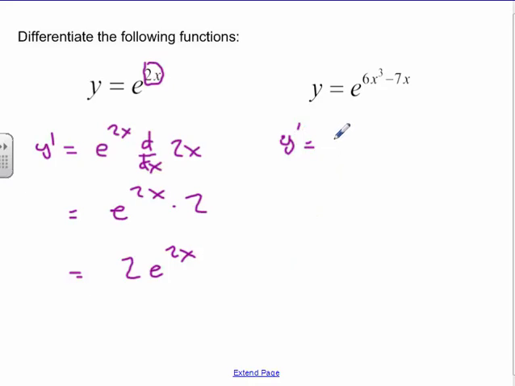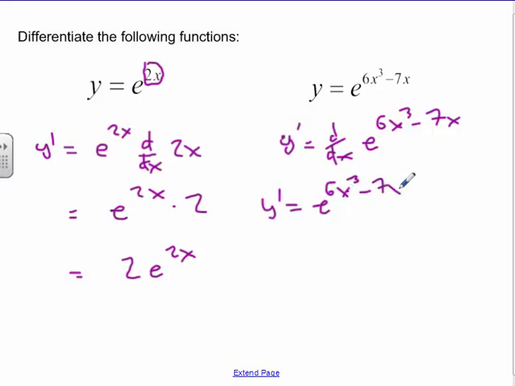So let's try this one here. If I want to derive this guy right here, let's even just write this out. I'll do the derivative of e to the 6x to the 3 minus 7x. So the derivative of any e function is itself. So your derivative is going to be equal to e to the 6x cubed minus 7x.